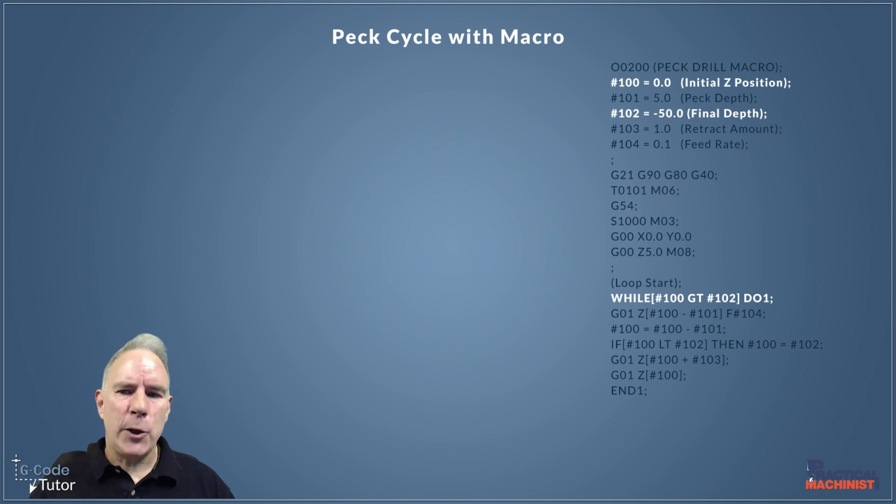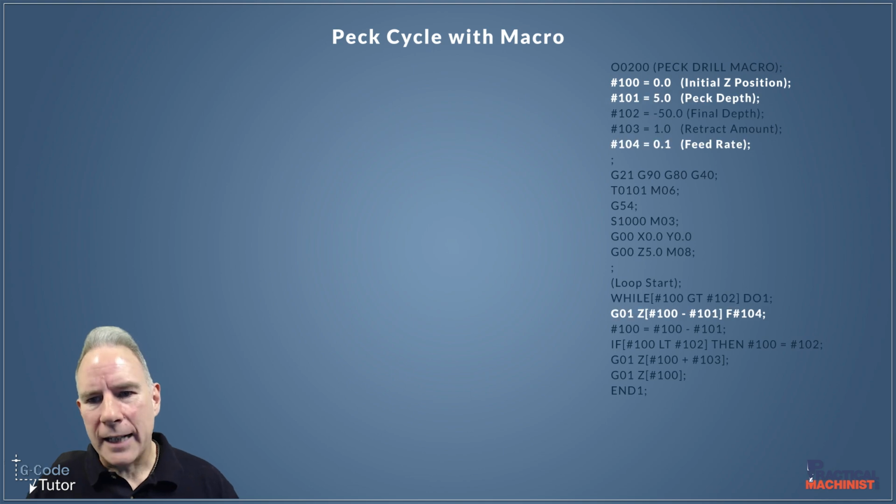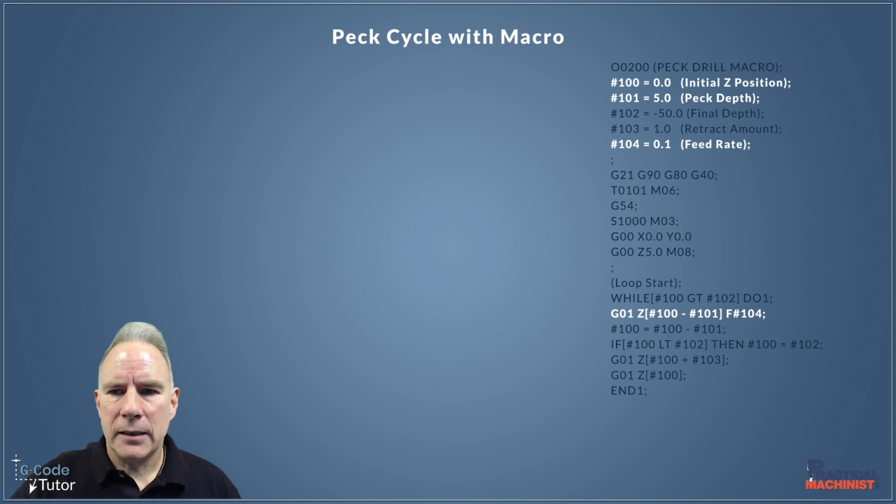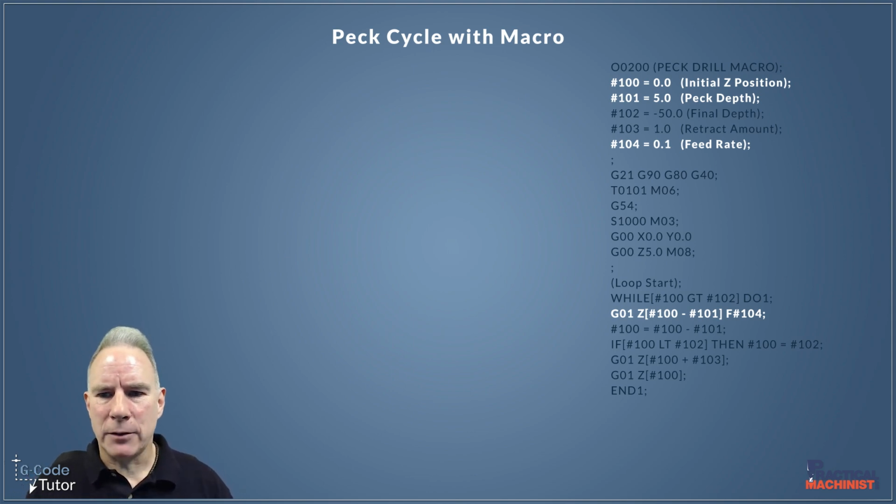So at the beginning of our loop, we have our while variable 100 is greater than our variable 102. And if that is correct, then it's going to read this section of code right down to end one. If it is not correct, it's going to skip this entire section and carry on reading the program. So this is a check to see if the ball is at final depth or not. Our next line, our G01 Z equals variable 100 minus variable 101. So this takes our initial Z position, minuses our Peck amount from it, and then sets that to our Z.